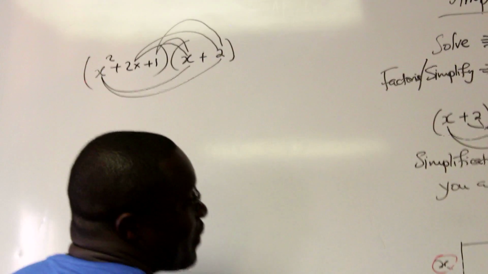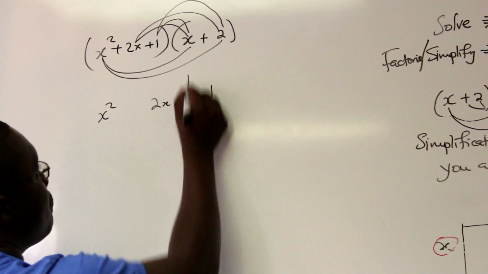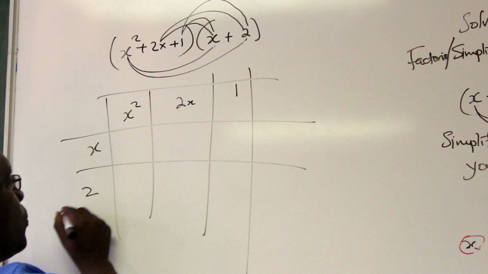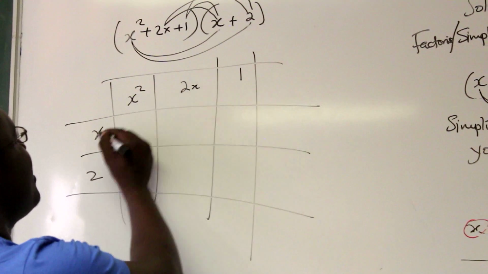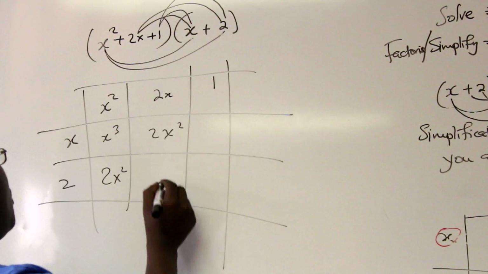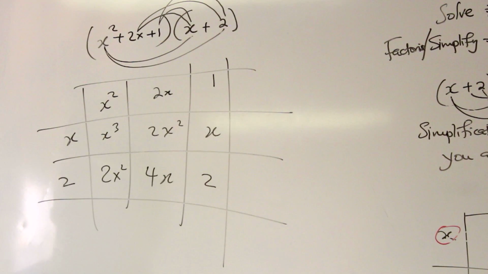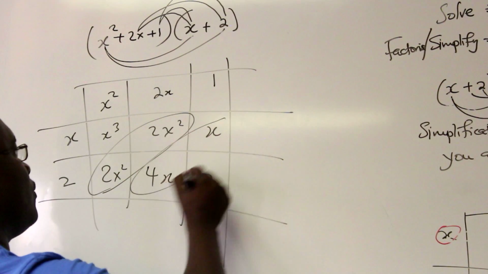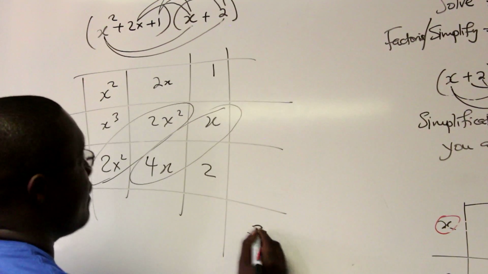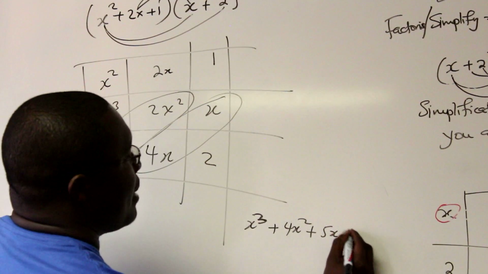With this box method, you just go x squared, 2x, 1, like that. And then x plus 2 is just x, and 2, like that. So x squared times x is x cubed. x squared times 2 is 2x squared, 2x squared. This times this, 4x. 1 times x, x. 1 times 2, 2. The common things that you have are these ones and those ones. So your answer would be x cubed, plus 2x squared plus 2x squared is 4x squared, plus 5x plus 2.